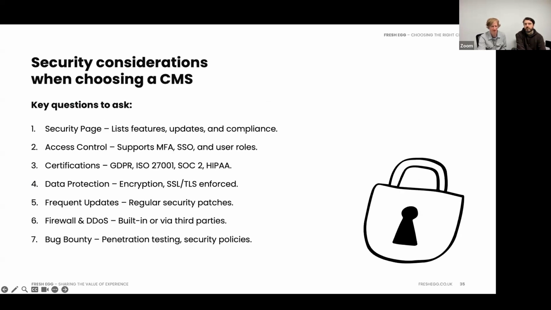You can see if there's certifications that they support, what their access control looks like. Do they have a dedicated security page on their website? And generally just have a dig around. So if you're down to the last three CMSs you're considering, and you really want to go deep on this, obviously there's a lot of research you can do.